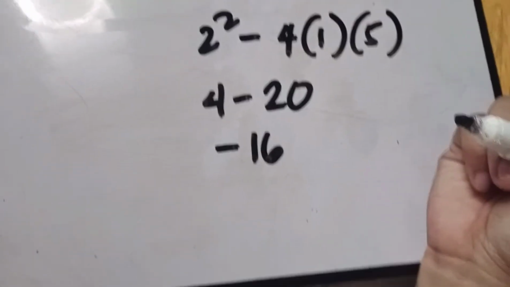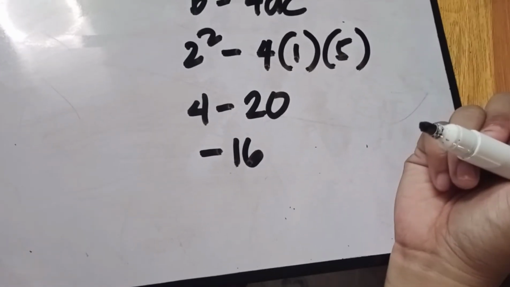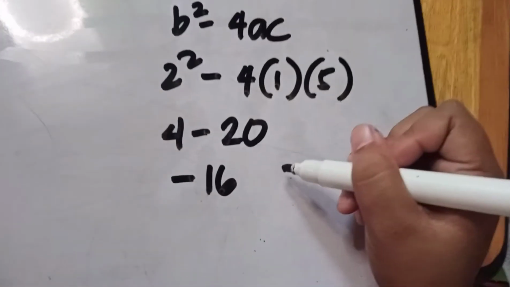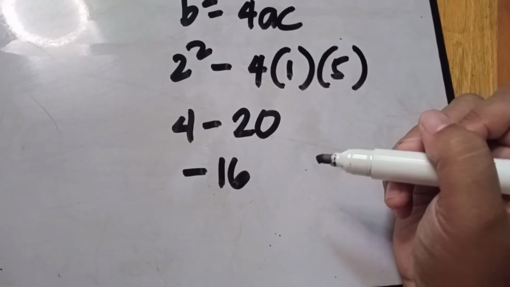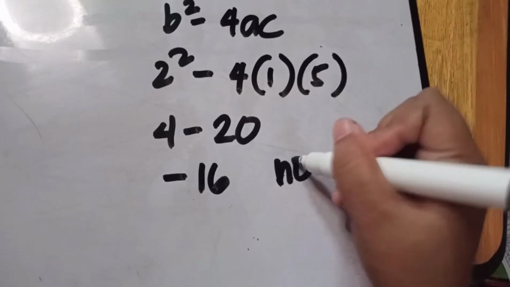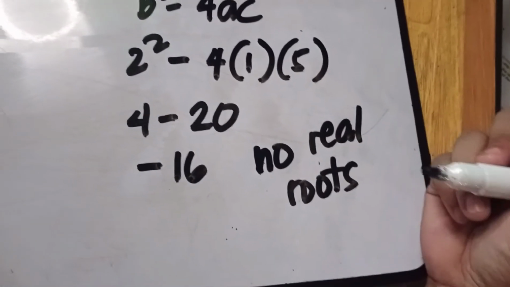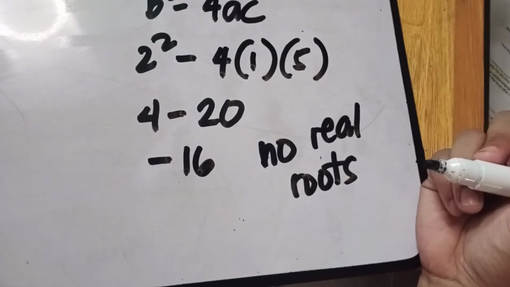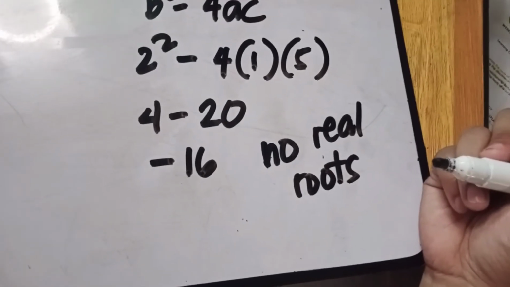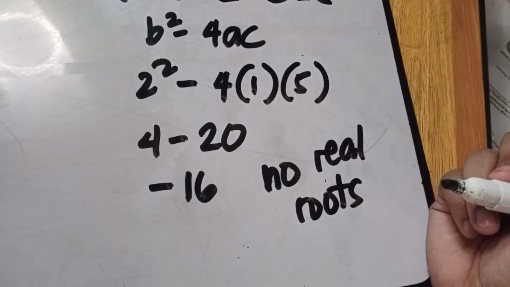So our discriminant is less than 0. Therefore, the equation has no real roots. Remember, if your discriminant is less than 0, there are no real roots.